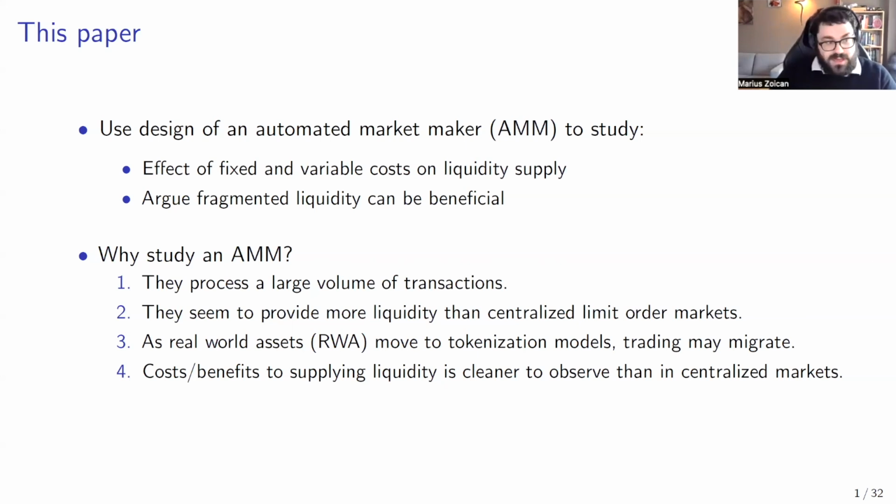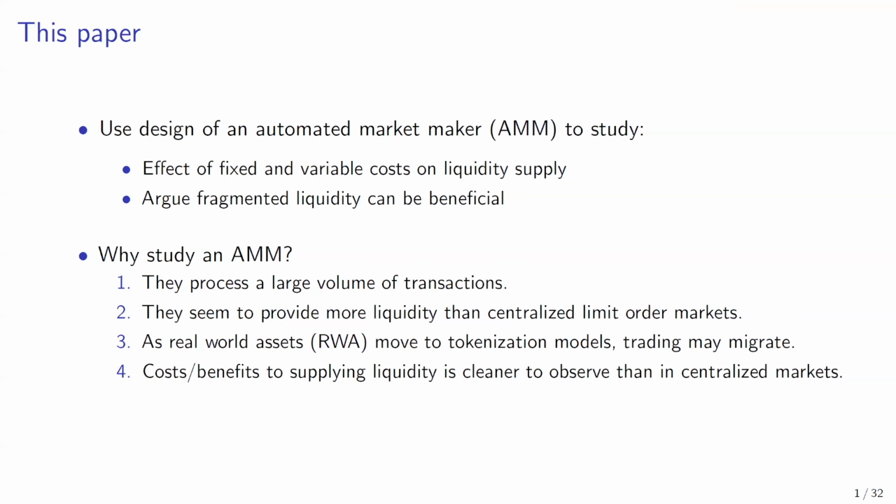Why study an AMM to begin with? Well, they're getting bigger and bigger. They're processing a large volume of transactions. When you compare them to Binance, and I'll have a graph in a couple of slides, they actually seem to provide more liquidity, at least for the major pairs. It's an interesting model for real-world assets to migrate to, for example, the Project Mariana of BIS. And especially important for us, it's very clear cut who's supplying liquidity, because you can demand liquidity for limit orders, for example, but here you cannot take a position for minting liquidity.